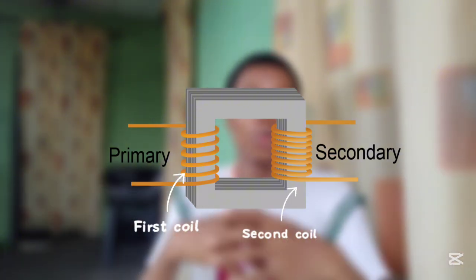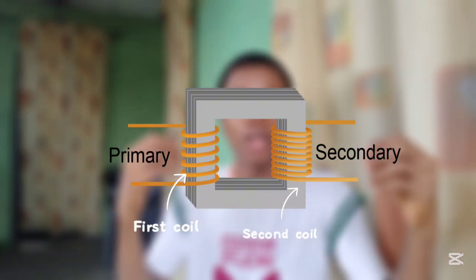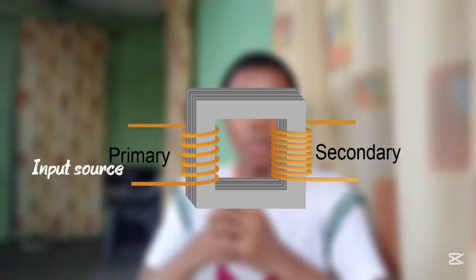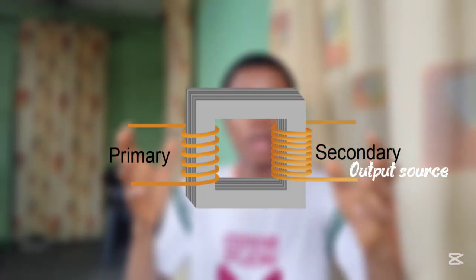Now you're going to be asking me, how does this actually work? If you check the diagram which I'll show you right now, you can see that a transformer consists of two coils, which are the primary coil and the secondary coil. The primary coil is where you input your voltage, and the secondary coil is where you get your output. Now, you're going to be asking me, how does this pass the current?